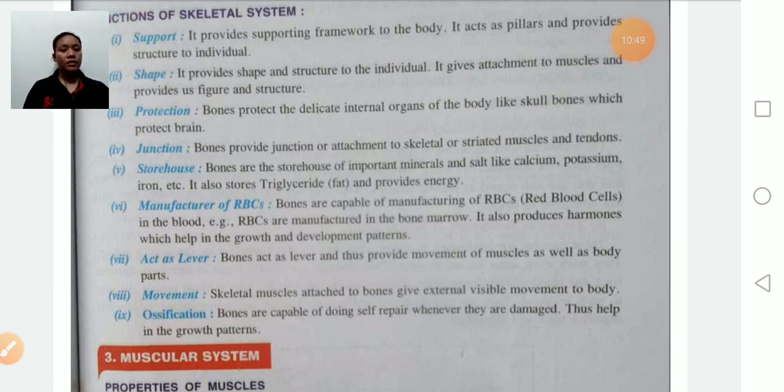Act as levers. Bones act as levers, and thus provide movement of the muscles as well as body part movement. Skeletal muscle attached to the bones gives external visible movement to the body. The muscles which are attached to the skeleton provide you external movement which is visible.